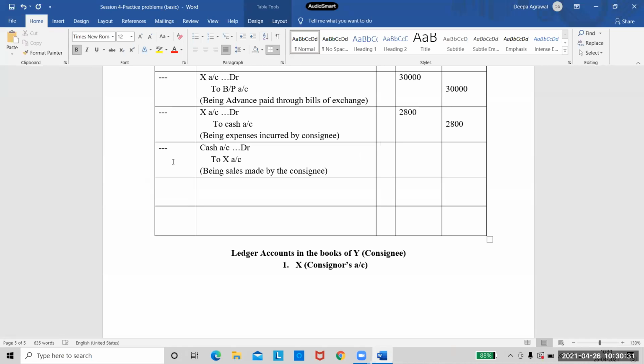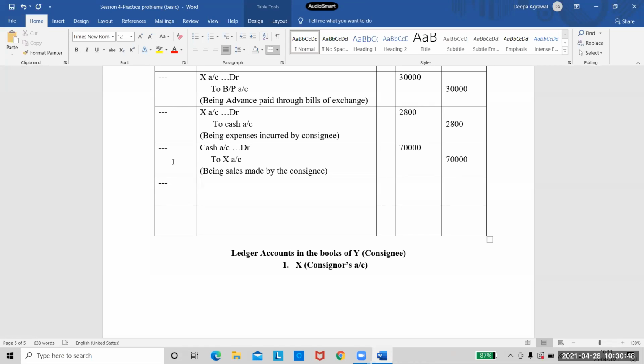And what is the amount of sales given? One of you tell me quickly. 70,000. 20,000. Okay. So we have written that entry also. Now we move forward.